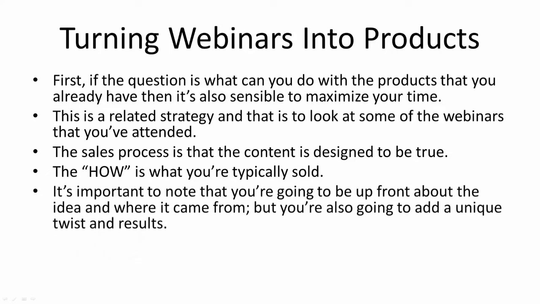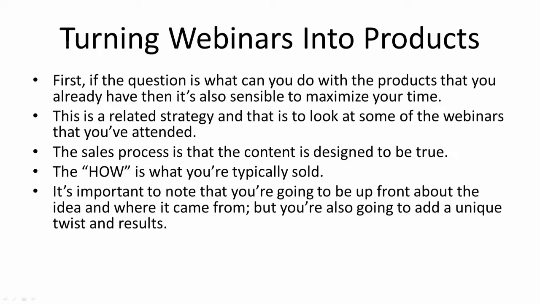So it's important to note that when you turn this content into a product, you are going to be upfront about the idea. You're going to be upfront about where it came from. So you don't have to worry about plagiarizing. You don't have to worry about using somebody else's idea and getting in trouble with it. When you actually put these ideas into your products, you are going to be talking about the fact that this is something that you learned on a webinar from this person. Now, you are also going to make sure that you are adding a unique twist and your own results.